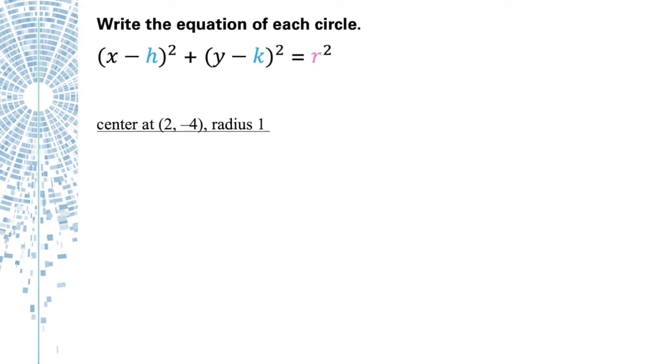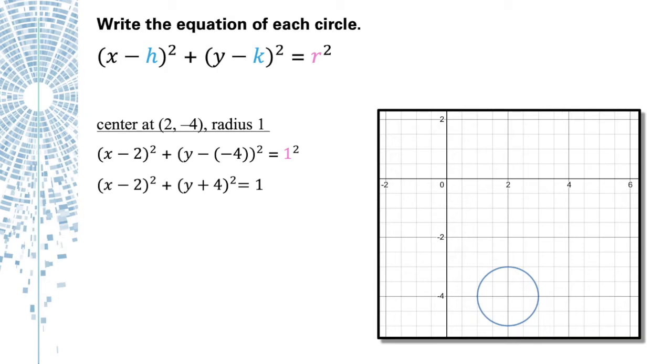The first one is one with the center at (2, -4) and a radius of 1. So we're just going to take that center and plop it into the equation. So we've got x minus the x value of the point, 2, square that, plus y minus the y value of the point, -4, and square that, equals the radius squared. So that turns into (x - 2)² + (y + 4)² = 1. And it would look like this. See the center down there at (2, -4), and the radius of 1.